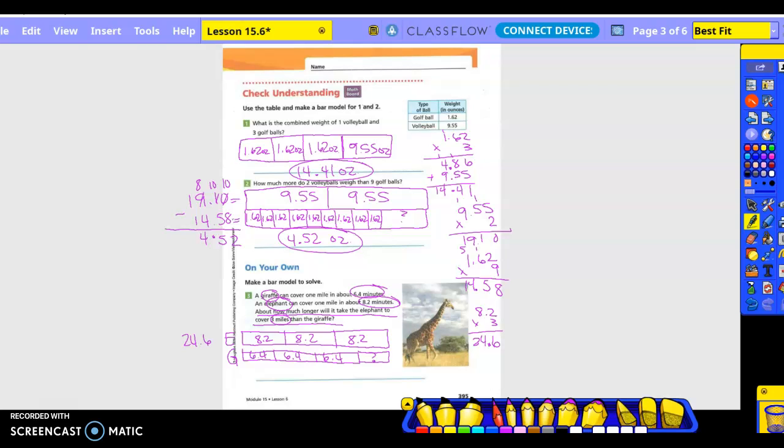The giraffe, we're going to take what? 6.4 times 3. 3 times 4 is 12. Carry the 1. 6 times 3 is 18, plus 1 is 19. How many decimal places? 1. So 19.2. Okay. And then we're going to subtract those. Bring our decimal straight down. 6 minus 2 is 4. This becomes a 14, and this becomes a 1. 14 minus 9 is 5, so the difference is 5 and 4/10.